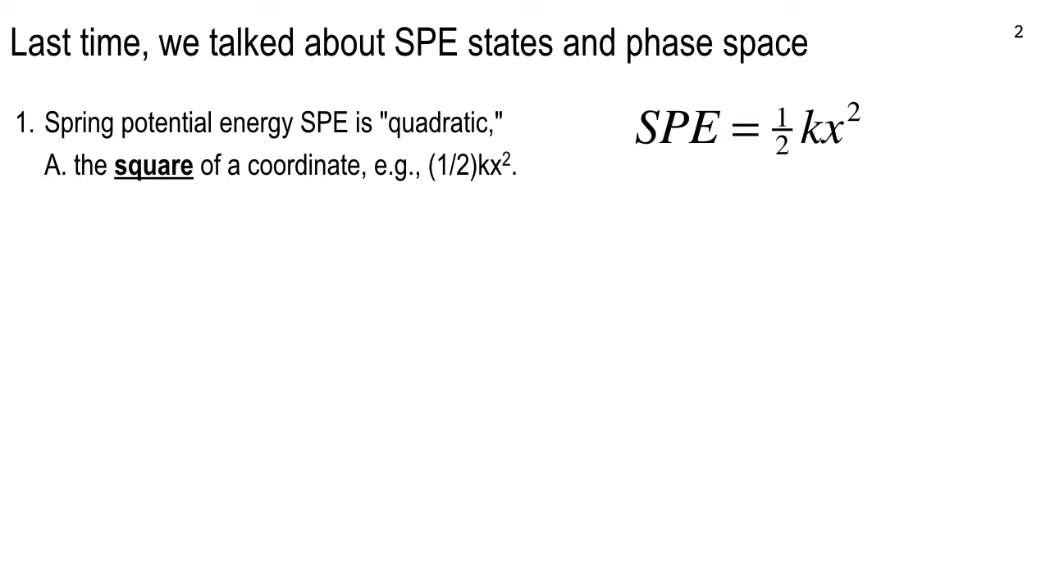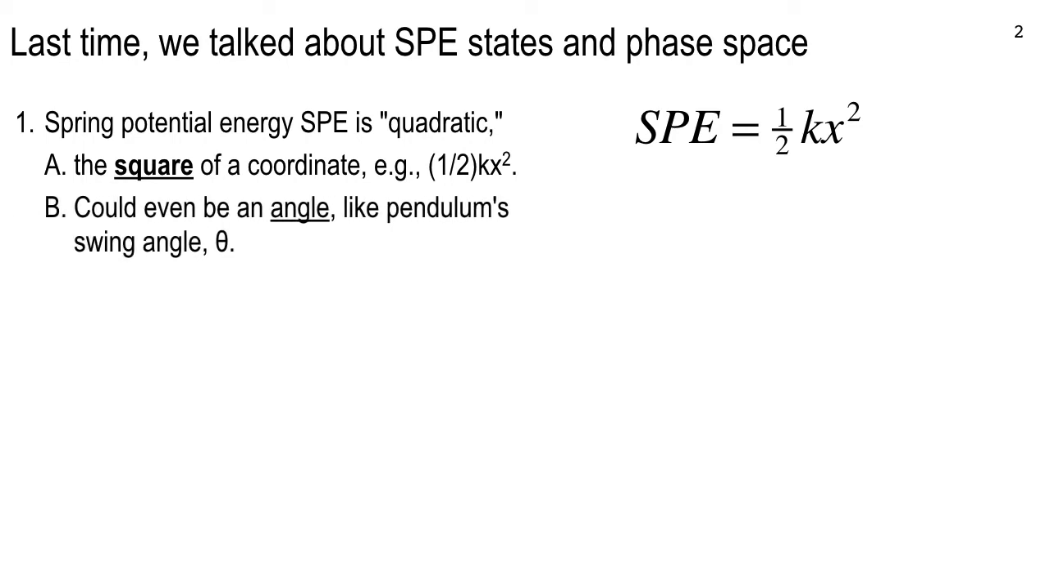And hey, you guys, it could even be an angle. An angle's a kind of a coordinate. And so if you have something that's got theta squared in it, yeah, that could be an oscillating system. Matter of fact, the pendulum can be styled as an oscillator in which the coordinate that spans the oscillation is theta, the swing angle of the pendulum.